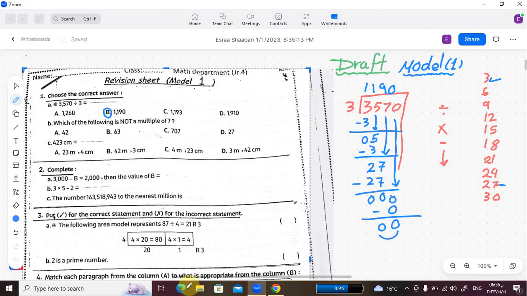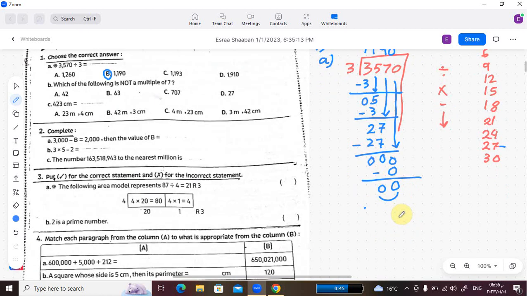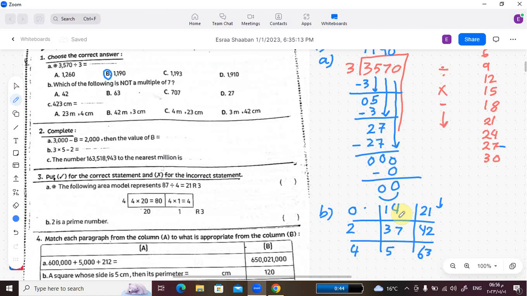The next question: which of the following is not a multiple of 7? Multiple of 7 means table 7. So I'm gonna write the table 7 here, like XO, and start from here. 0, 1, 2, 2, 3, 4, 4, 5, 6. And after that from here, 1, 2, 3, 4, 5, 4, 5, 6, 7, 8, 9.